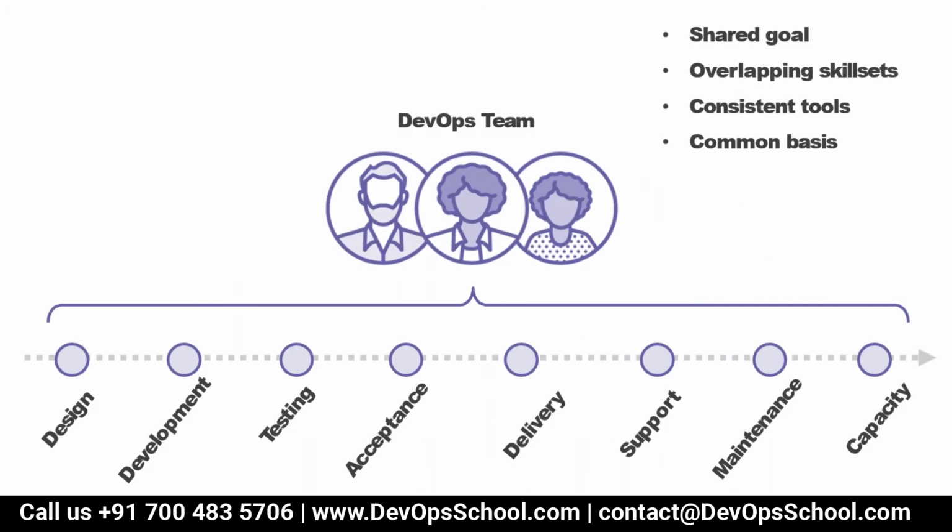So that's called DevOps. Here you see that the DevOps team starts from design, development, testing, acceptance testing, delivery, support, maintenance, and capacity. Everything is done by one team. There's only one team, that's called the DevOps team. So there's no dev team, no QA team, no operations team anymore under the DevOps concept. Only one team, the DevOps team.